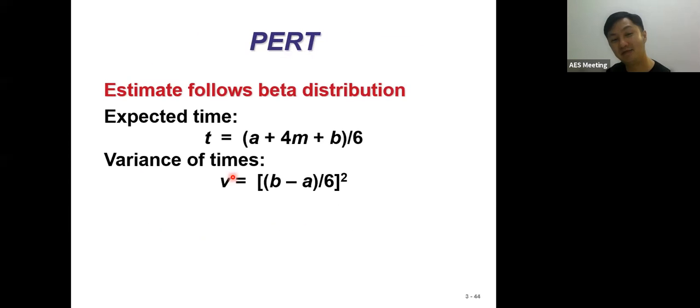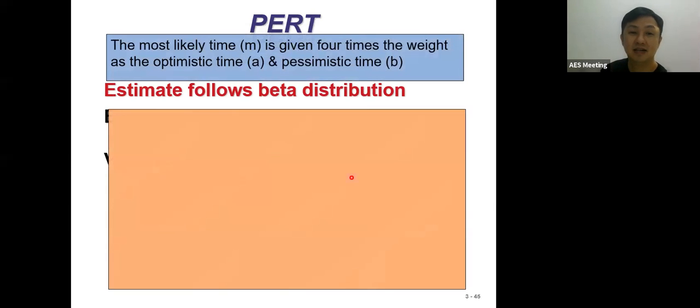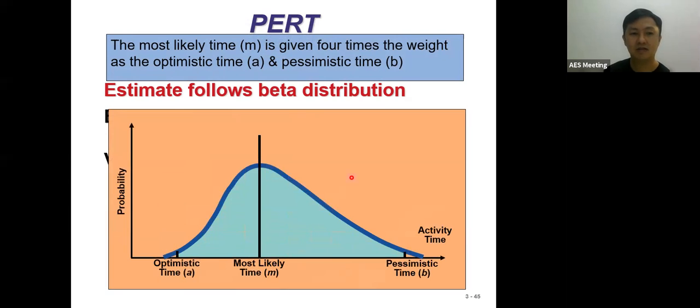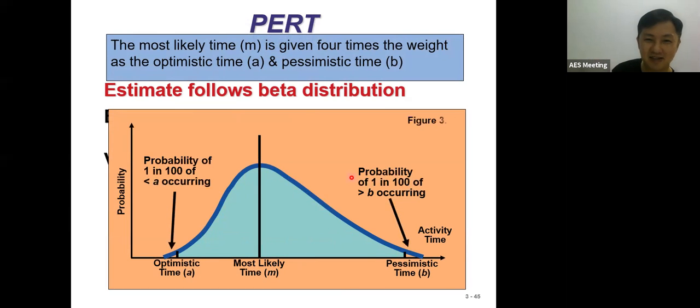In PERT analysis we have a formula. The expected time T equals (A plus 4M plus B) divided by 6. The variance of time equals ((B minus A) divided by 6) squared. The formula will definitely be provided, so there shouldn't be any problems. What does this mean? It follows a normal distribution, a bell curve.